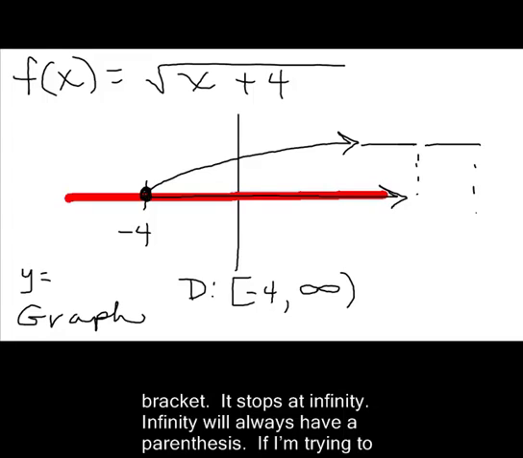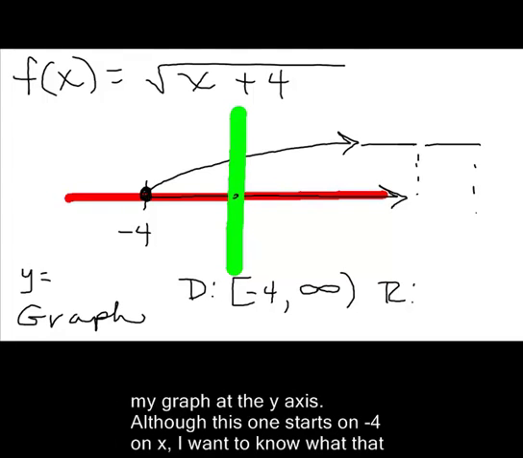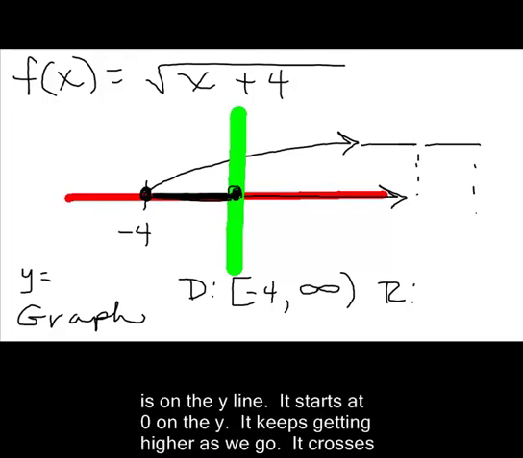If I'm trying to determine the range, I'm looking at just this y line. So I want to know where this graph starts on the y line. So I'm looking across from my graph, and I'm only looking at the y-axis. Although this one starts on the -4 on the x-axis, I want to know what that point is on the y line. And that one starts on the 0 on the y line.